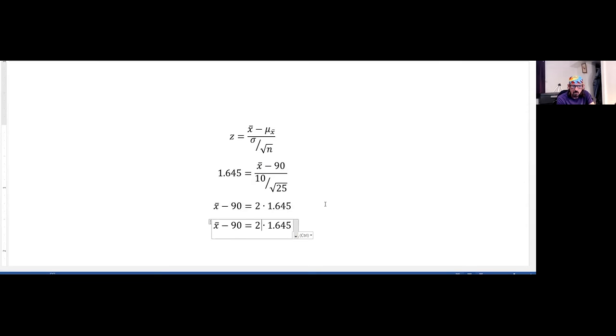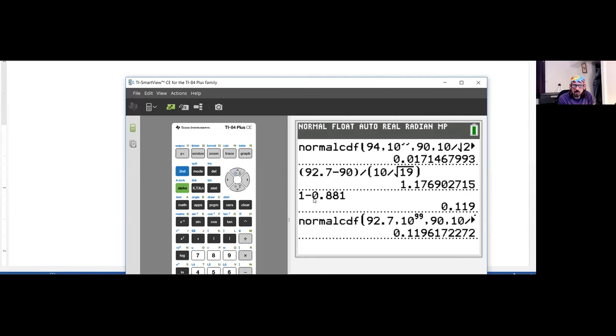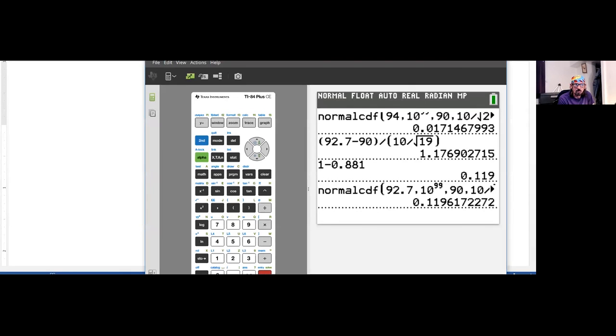So 90 plus whatever this is will give us the X bar for the sample size of 25 that we need to be in the top 5%. So I'm putting in 90 plus 2 times 1.645.